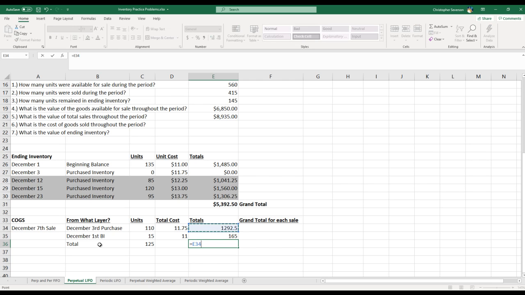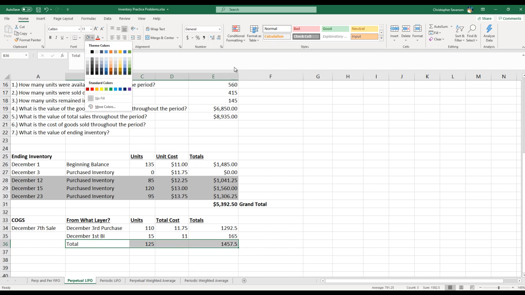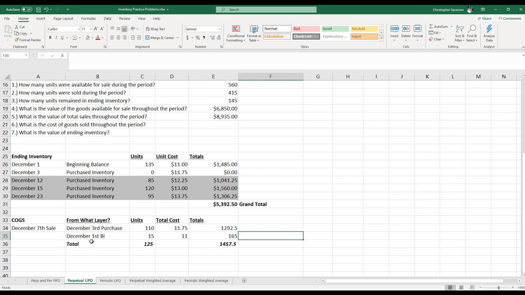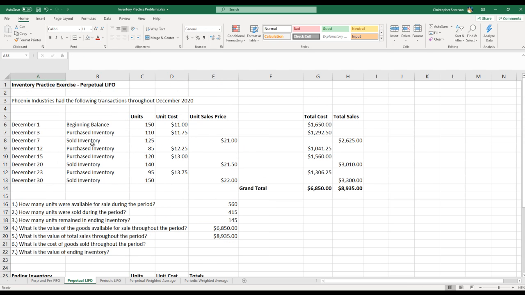The total cost of that sale itself was basically, if you do that, you don't really need this grand total. So that was the $1,457.50. You can do it a few different ways. We'll try it that way for now. So the total for this December 7th sale was, we got our 125 units and the total cost was $1457.50. So now let's go down to the December 20th sale.